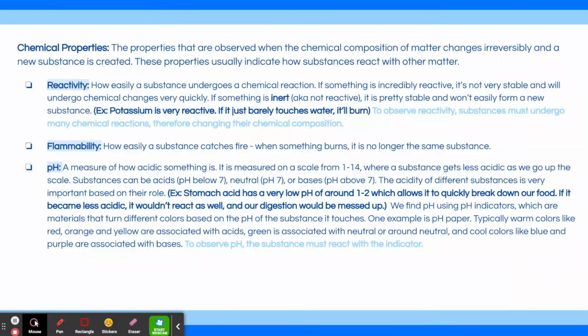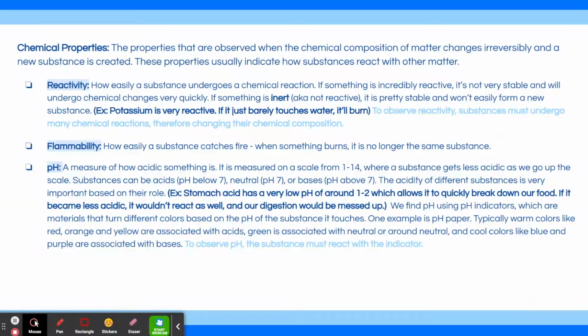Next is flammability, which is how easily a substance catches fire. When something burns, it is no longer the same substance. It's been chemically changed, which is what makes flammability a chemical property. Last is pH, which is a measure of how acidic something is. To observe pH, the substance must react with a pH indicator.